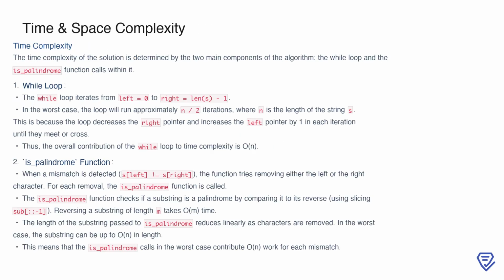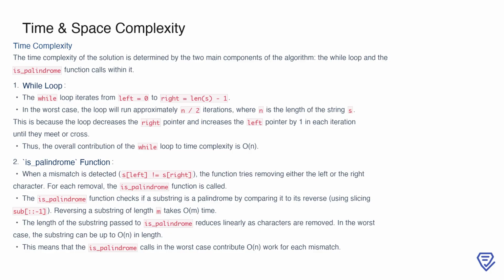The time complexity of our solution is driven by two key components, the while loop and the calls to the is_palindrome function. First, consider the while loop. It operates by simultaneously moving the left pointer forward and the right pointer backward, comparing characters as it goes. In the worst case, these two pointers will meet at the middle of the string, resulting in approximately n/2 iterations for a string of length n. This contributes O(n) to the time complexity since each iteration involves constant time operations.